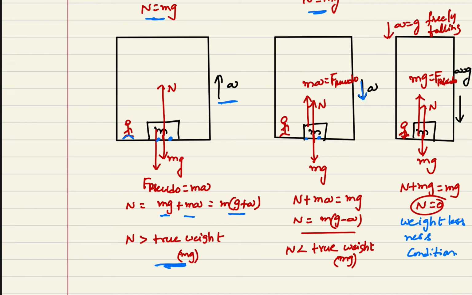Similarly, when the lift is accelerating downward, the pseudo force acts in the upward direction, N is upward, and mg is downward. Finally, we get N equal to m into g minus a, so the normal reaction is less than the true weight. Suppose the lift is freely falling with a equal to g. In that case, the pseudo force will act in the upward direction, that is mg. Finally, N plus mg is equal to mg, so N is equal to 0. You get the weightlessness condition.